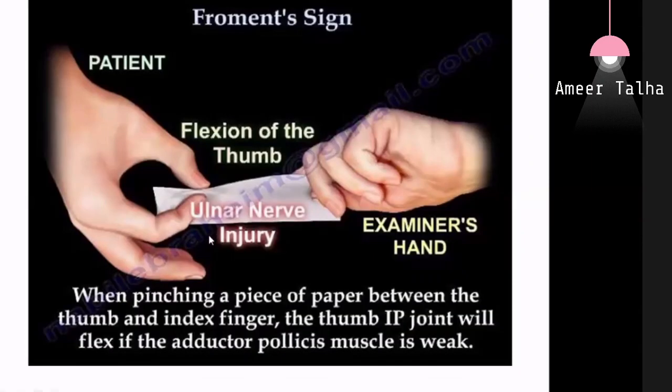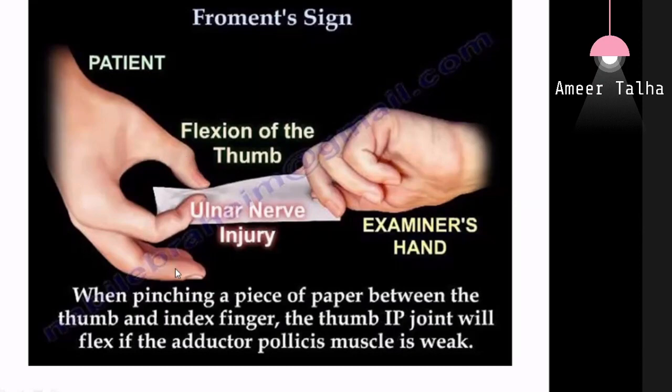The same for ulnar nerve injury, the pinching movement is performed. The paper is pinched between the thumb and the index finger. If there is no injury to the ulnar nerve, this gripping or pinching would be in the normal form.